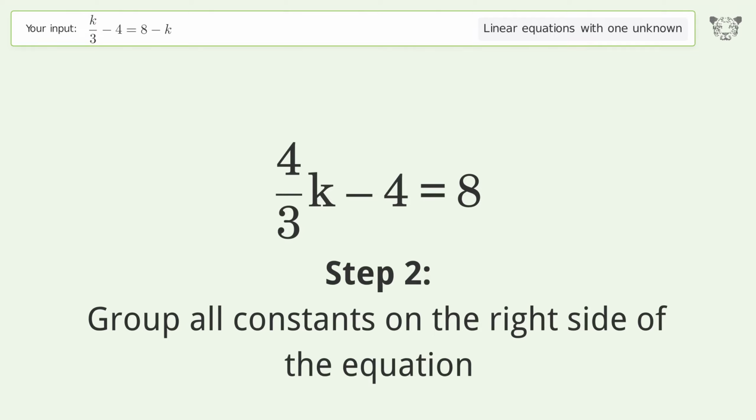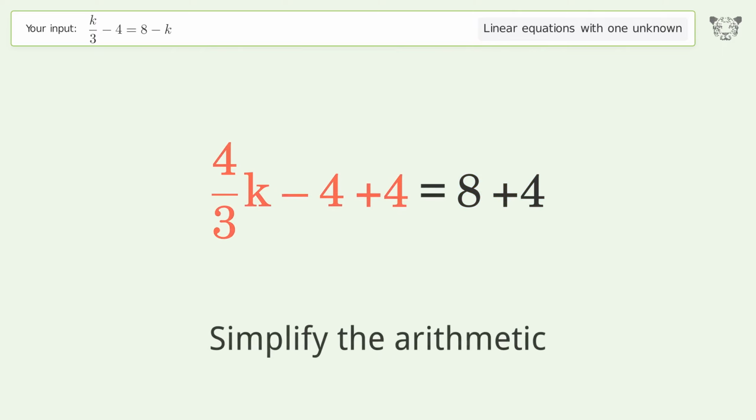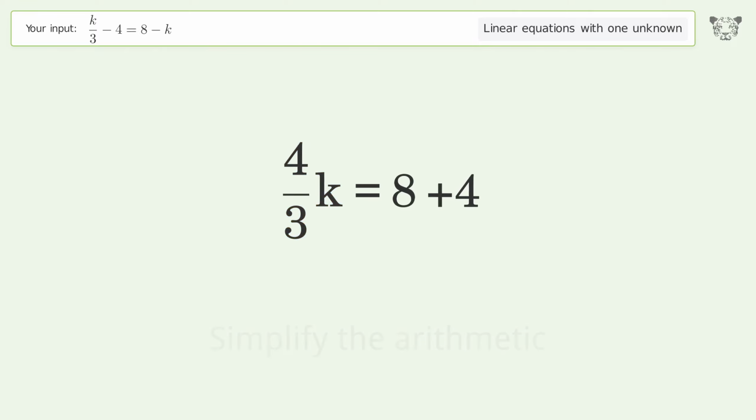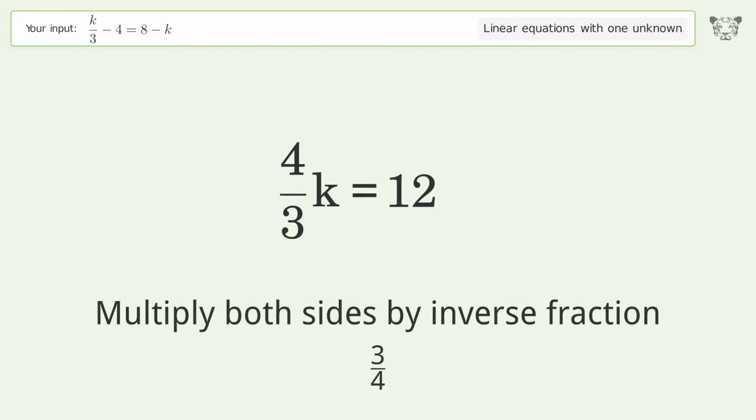Group all constants on the right side of the equation. Add 4 to both sides. Simplify the arithmetic. Isolate the k. Multiply both sides by inverse fraction 3/4.